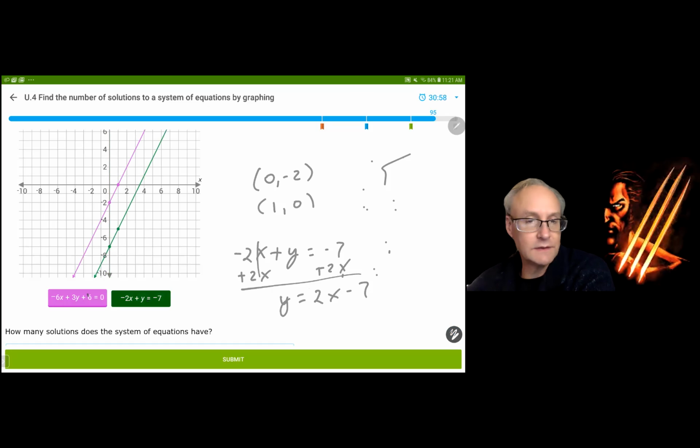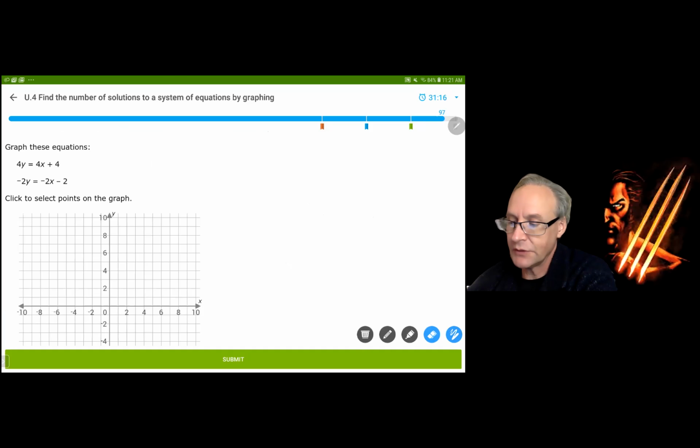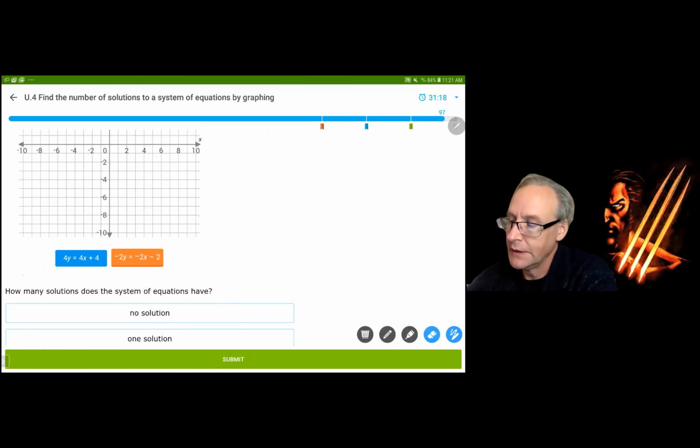I'm going to divide everything by 4 in the first equation, and I'm going to write it down below so we can see it better. So in the blue one, I'm going to write y equals x plus 1. All I did is divide everything by 4. So there's my equation for the blue one. I'm going to go through (0, 1), and I have a slope of 1. There, done.